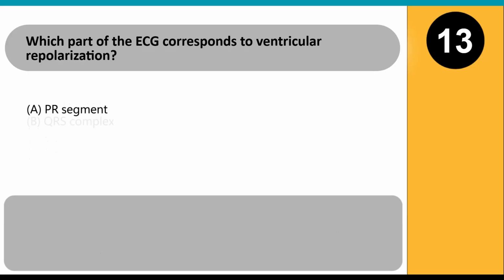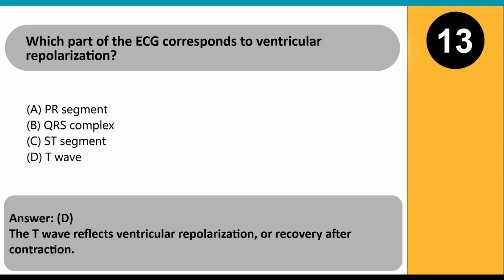Which part of the ECG corresponds to ventricular repolarization? A. PR segment. B. QRS complex. C. ST segment. D. T wave. Answer D. The T wave reflects ventricular repolarization, or recovery after contraction.